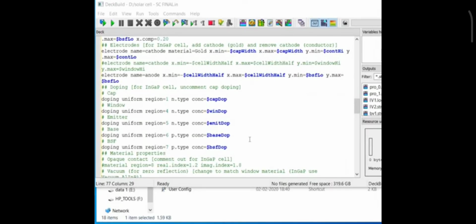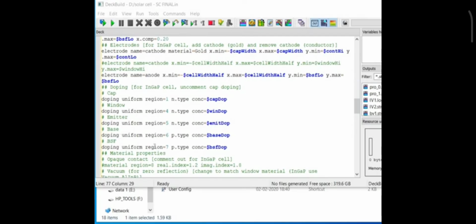After defining the electrode statement, you have to define the doping. Doping for indium gallium nitride cell, not phosphide. Doping uniform, region number 1, N-type, concentration, cap doping, window doping, emitter doping, base doping, and BSF doping.